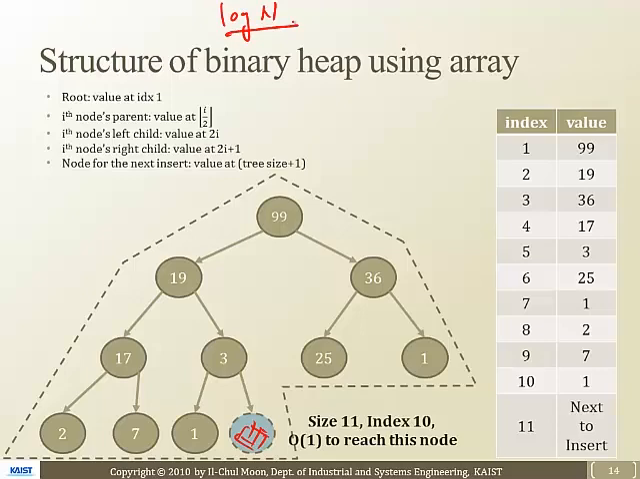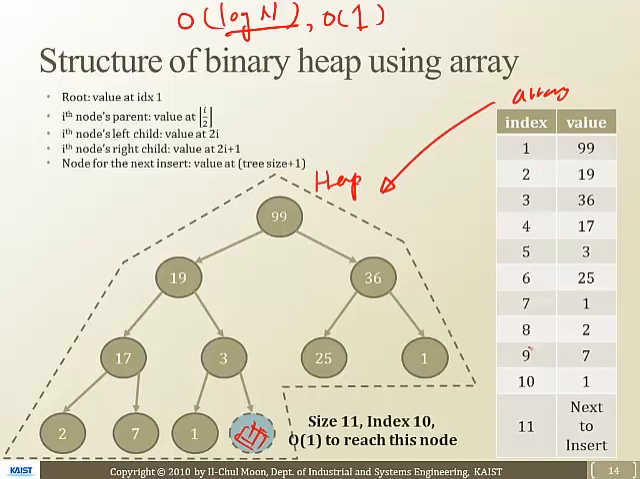However, in utilizing the array, if we have the correct index, you can access it in order of 1 all the time in the array-based implementation. But to do that, we have to know the exact position of the array to insert a certain node. So this is the array, and this is the heap structure, and this array represents the heap structure.